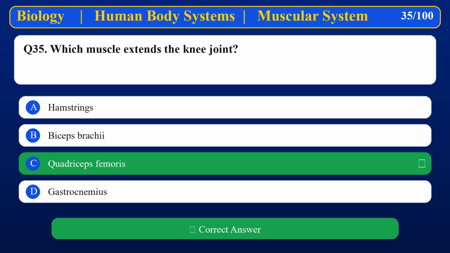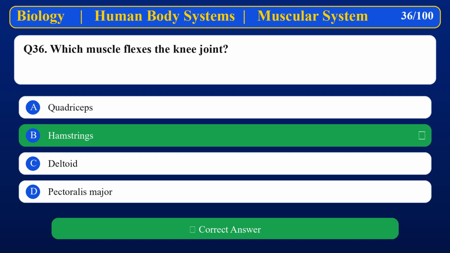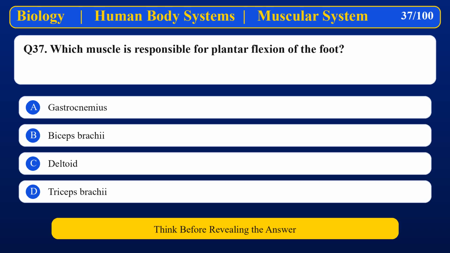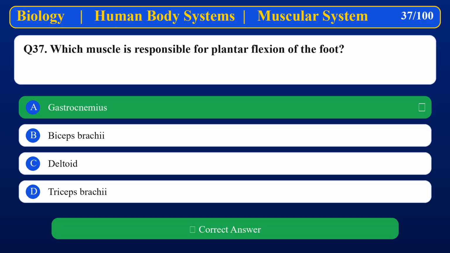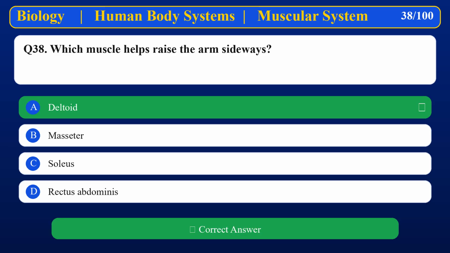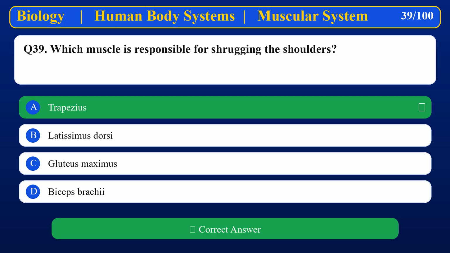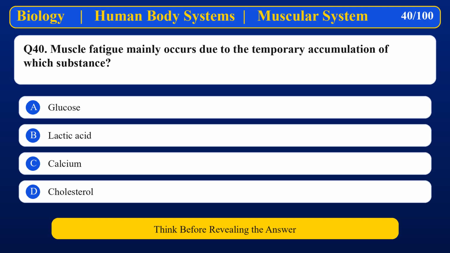Quadriceps femoris. Which muscle flexes the knee joint? Hamstrings. Which muscle is responsible for plantar flexion of the foot? Gastrocnemius. Which muscle helps raise the arm sideways? Deltoid. Which muscle is responsible for shrugging the shoulders? Trapezius. Muscle fatigue mainly occurs due to the temporary accumulation of which substance?